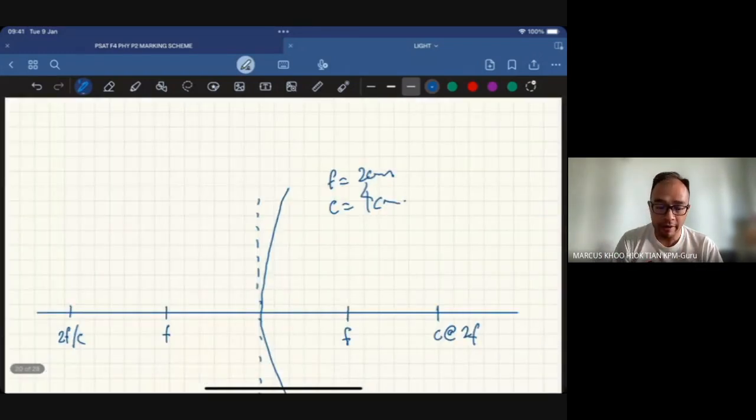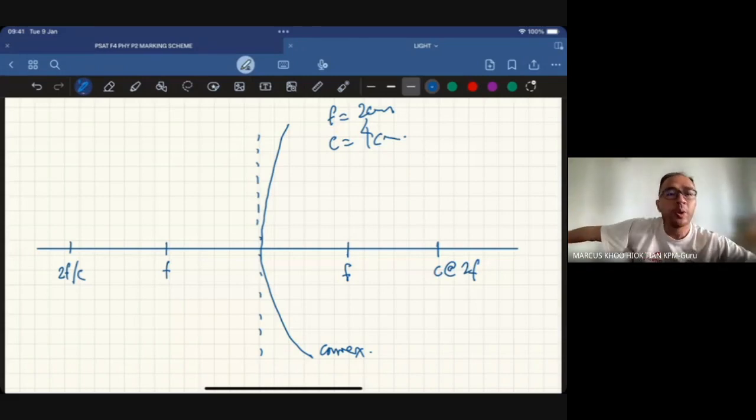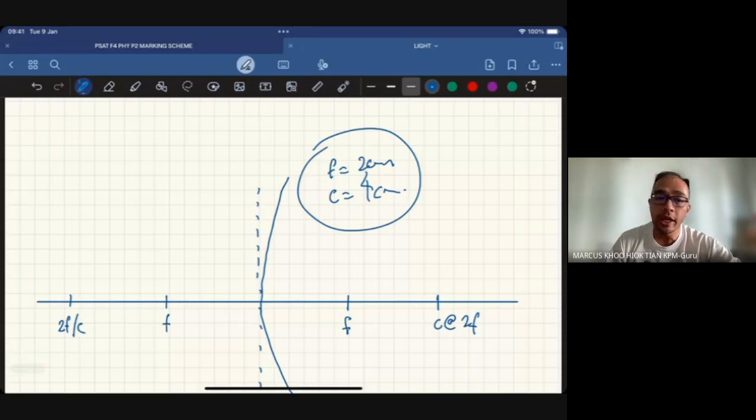What will affect the characteristic is where you put the object, if it is a concave mirror or convex lens. This one is the only one. But if it is a convex mirror or a concave lens, wherever you put the object, or no matter how big your drawing is, you will always get a virtual upright image. So the most important thing again is that this one must be accurate. You cannot get the F and the C wrong lah. If your F is 2 cm, your C must be 4 cm.